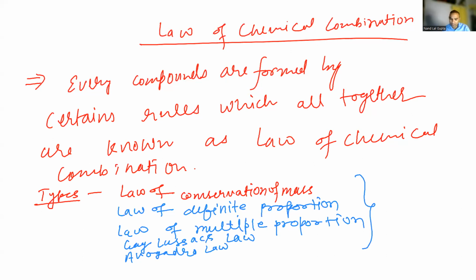These five laws combined together are known as the law of chemical combination. When you are combining all together, it is called the law of chemical combination. Okay, can you understand this one?